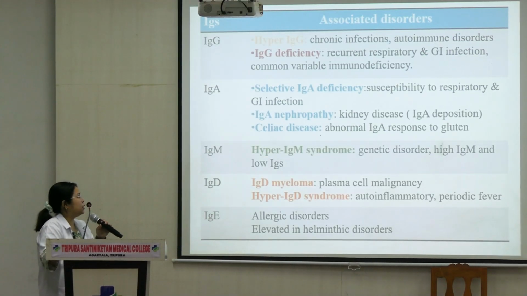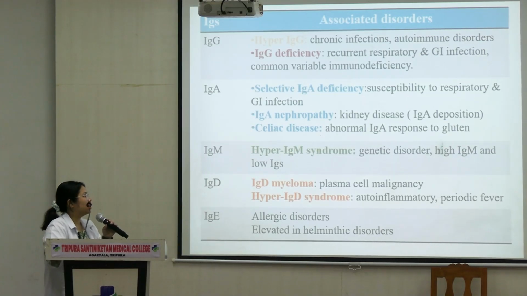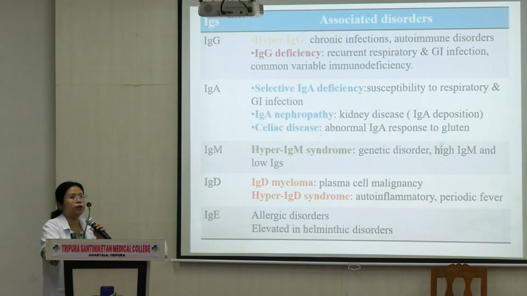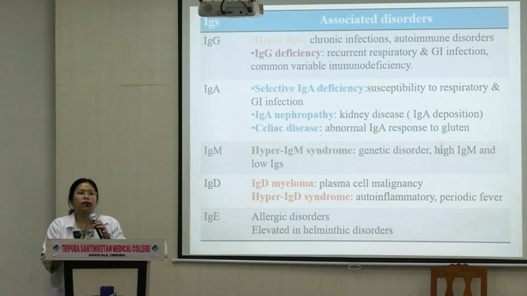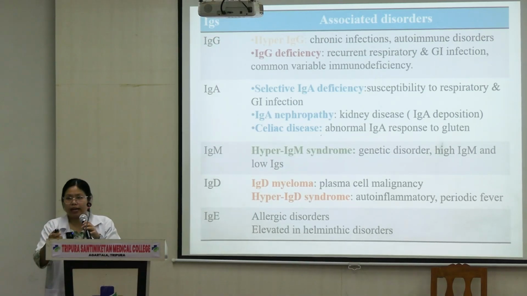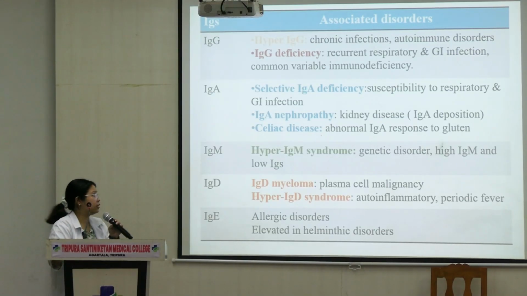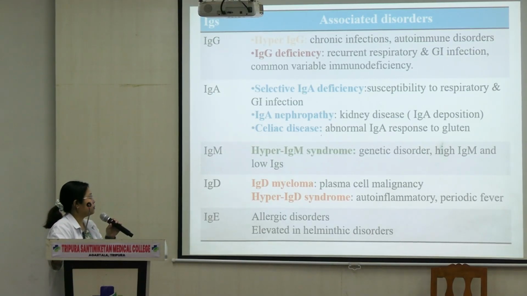Then we have IgM, which is called Hyper-IgM Syndrome, which is a genetic disorder where the hyper means more, right? Increase. So hypo is less. So whenever there is hyper-IgM, it means there will be a lot of IgM in the body and very low levels of the rest of the other immunoglobulins.